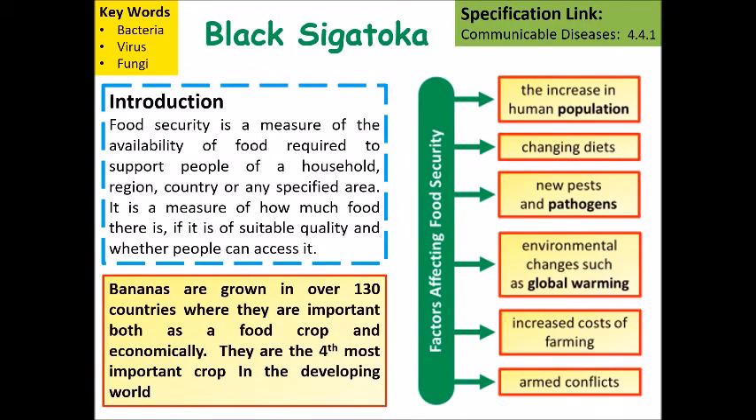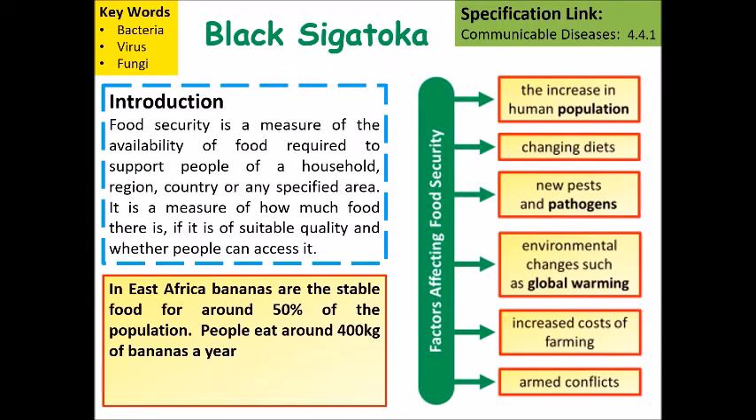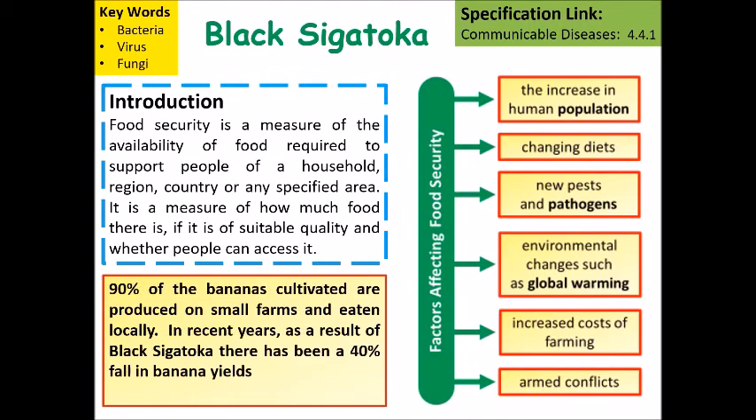Bananas are grown in over 130 countries where they are an important crop both as food and for the economy. They are the fourth most important crop in the developing world. In East Africa, bananas are the staple food for around 50% of the population. People eat around 400 kilograms of bananas per year. 90% of bananas cultivated are produced on small farms and eaten locally.